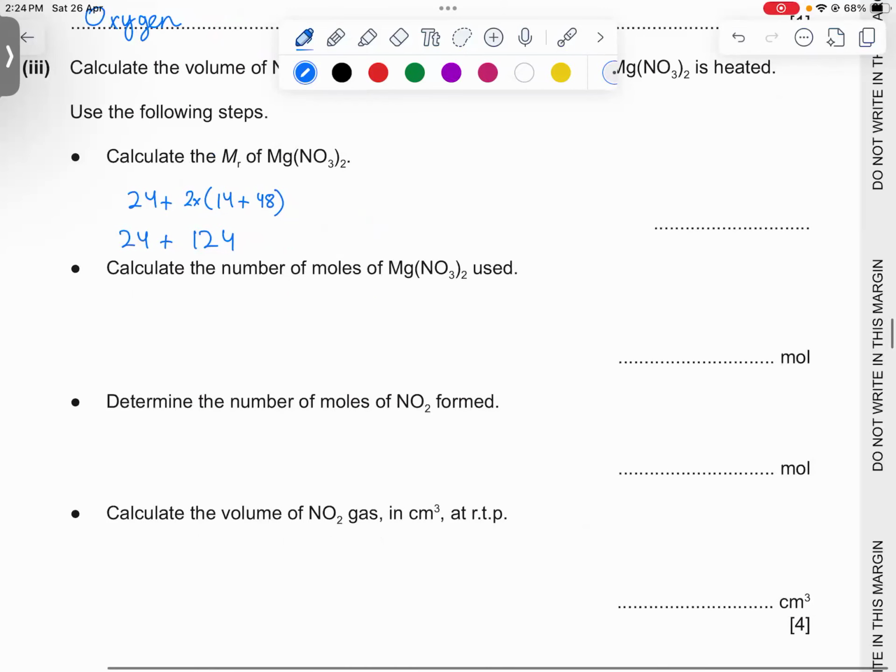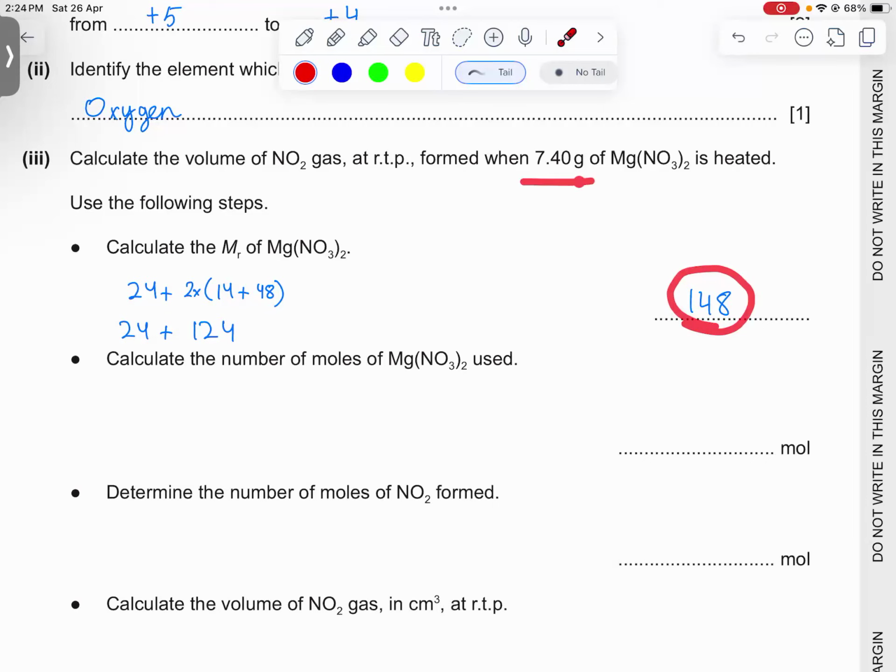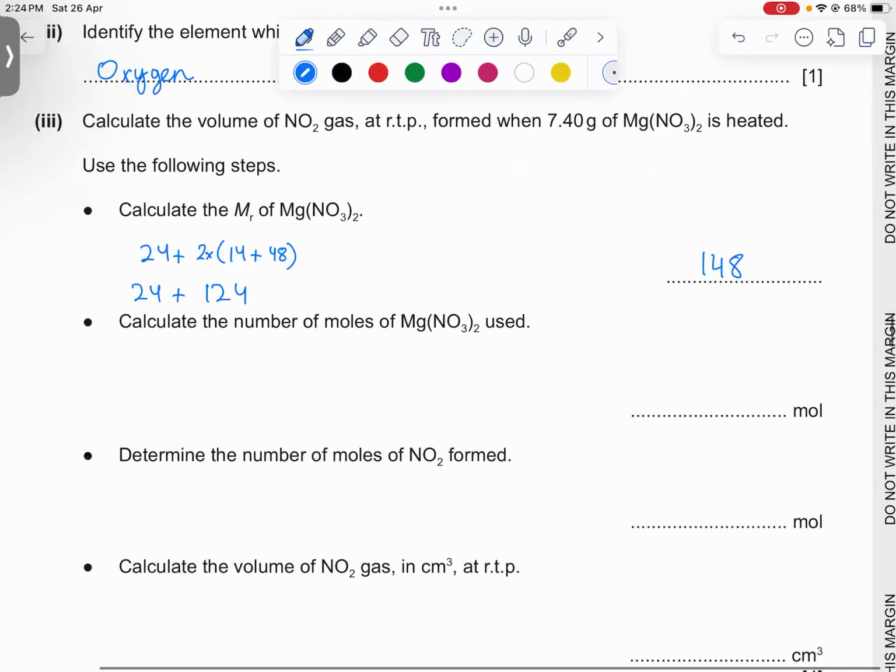So 24 plus 124 is 148. So my theory was wrong. Its mass is not 74 indeed, but it is 148. And I know why it is 148, because half of 148 is 74, which is close to 7.4.